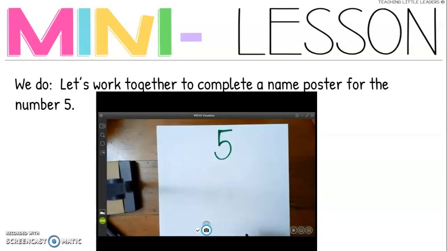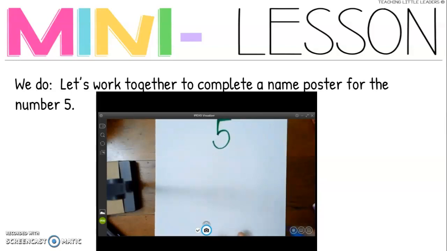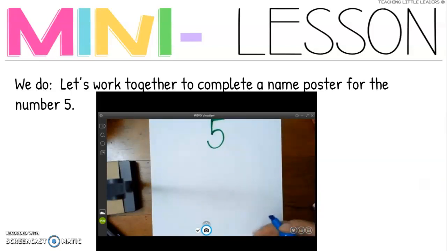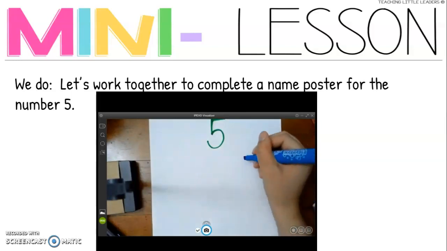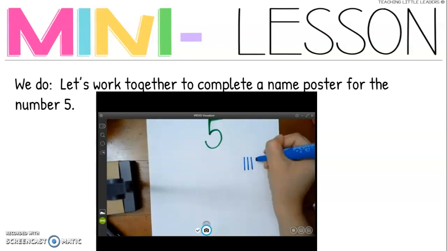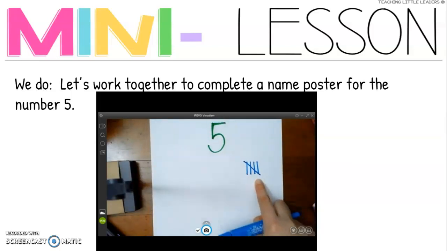Oh, I heard a good example. Someone said that we could start by making 5 tally marks. So I'm going to use a different color because I want my poster to look creative. But I'm going to make 5 tally marks, and I want you to do it with me, okay? Get out your crayon or marker. Here we go. Let's count. 1, 2, 3, 4, and across 5. 5 tally marks is another way to show the number 5.